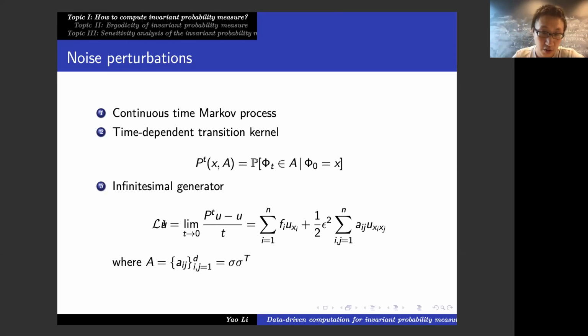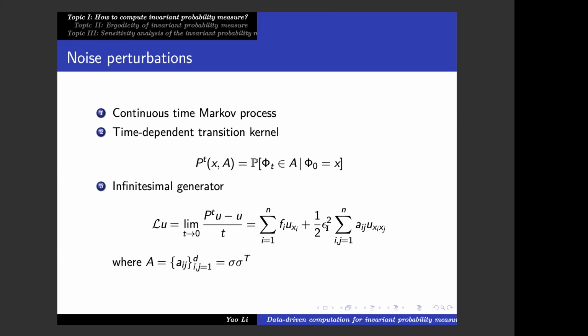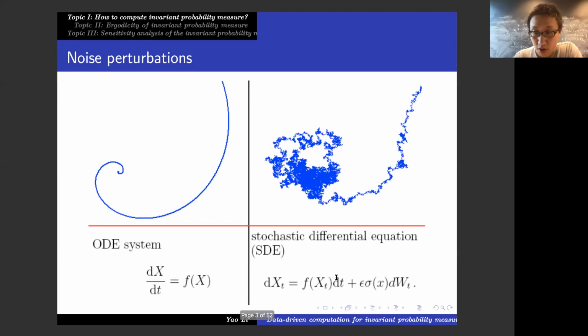Which means if U is any test function in the domain of this generator, I let this transition kernel act on U and subtract U, and take the derivative. We all know that this derivative is a second order differential operator. This is called the Fokker-Planck operator. And what is A? A is just sigma sigma transpose. Here I keep a parameter epsilon because I want to address this later on. If epsilon is very small, then you are going to see some very interesting interplay between noise and dynamics.